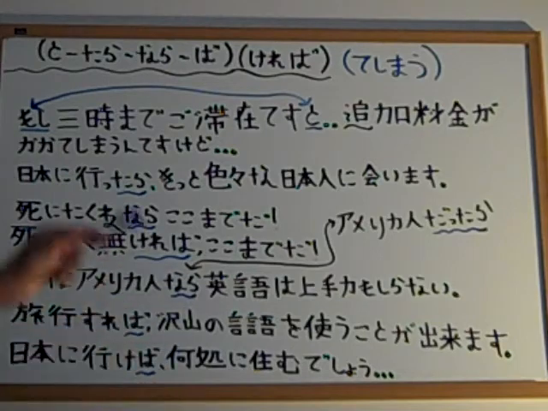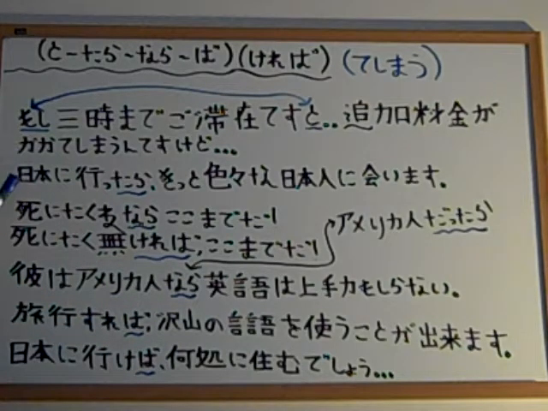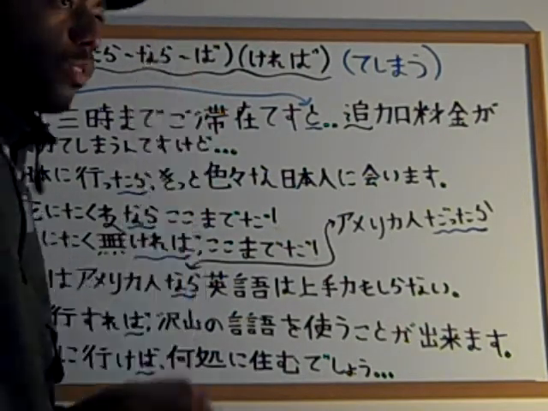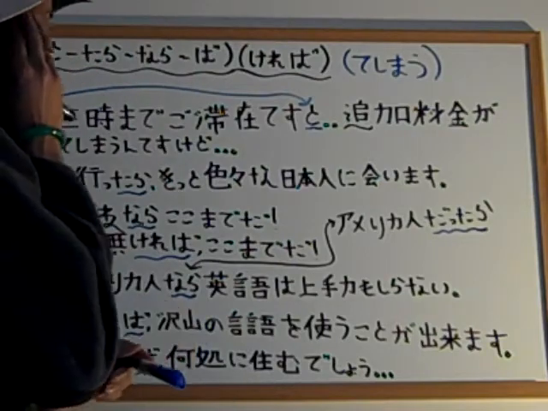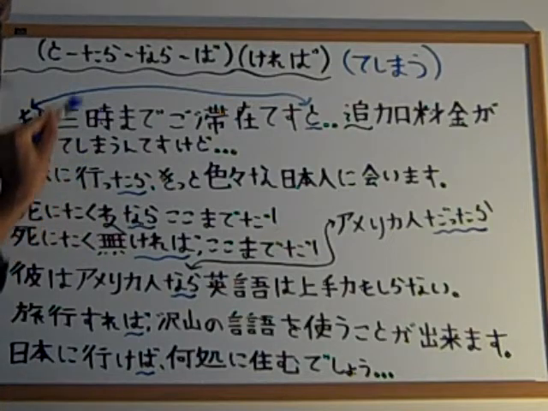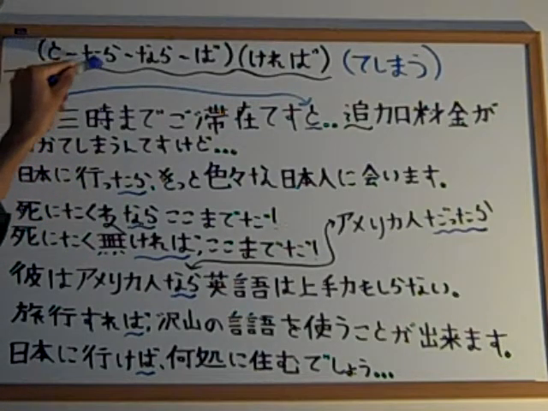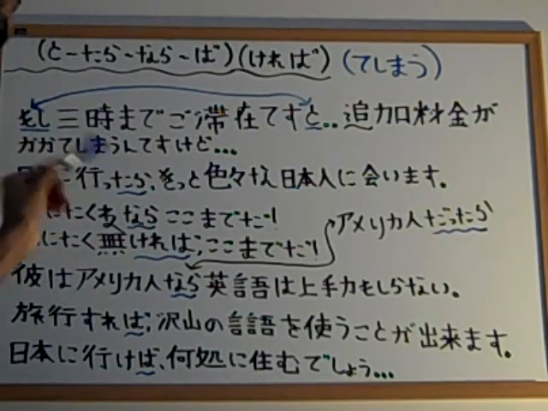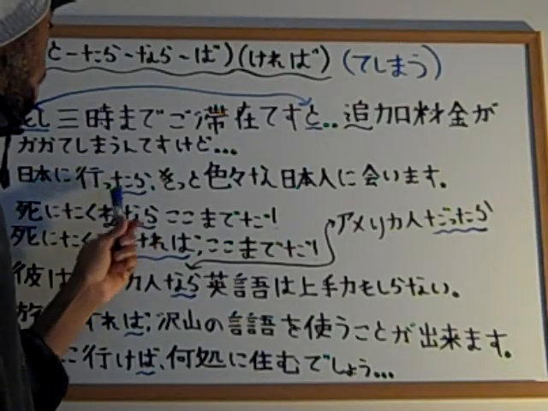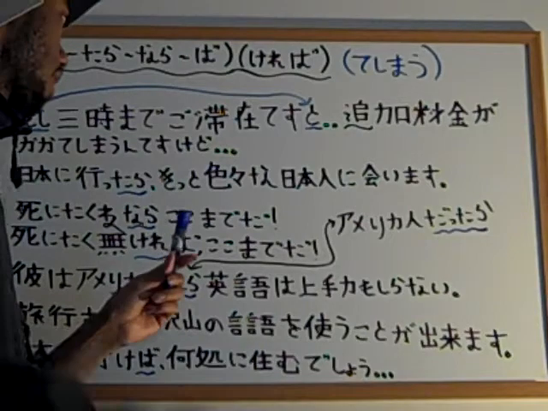Okay, so the next one we have is tara. Now tara, you use this when you see it. Tara has two meanings. It can mean when or if. When you use this, it's basically the plain past, and you just add ra, like ita. When you say ita, that means I went. When you add ra on it, you say itara, that means if I go or when I go.